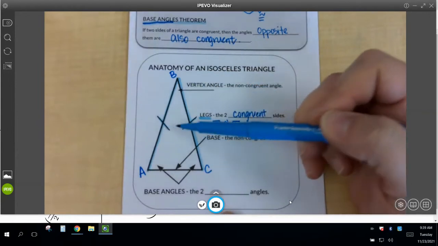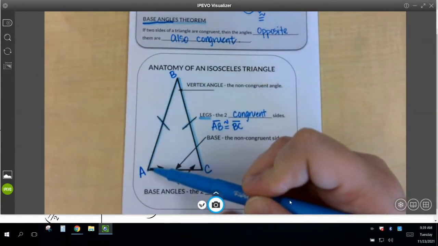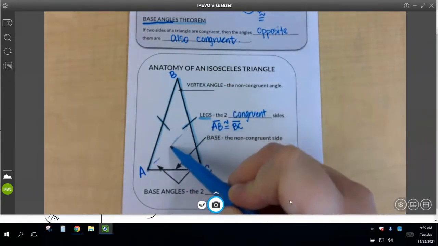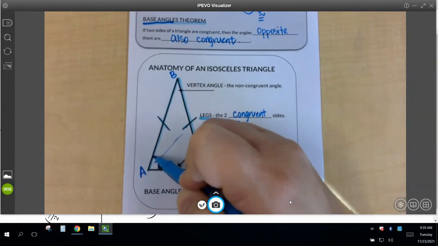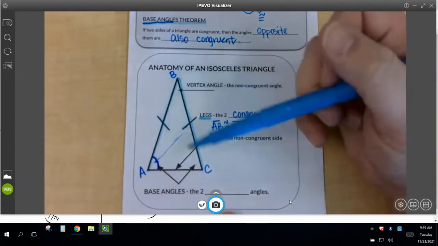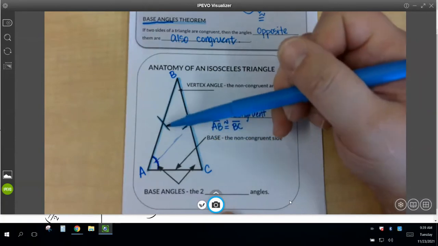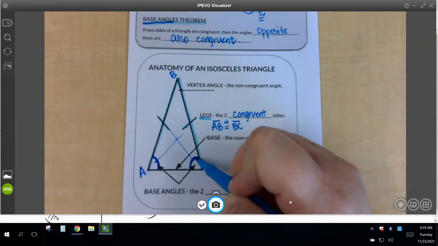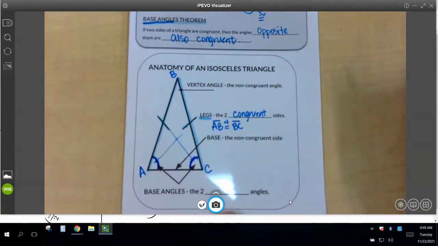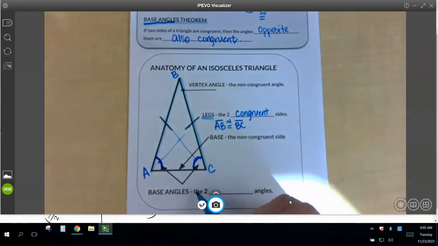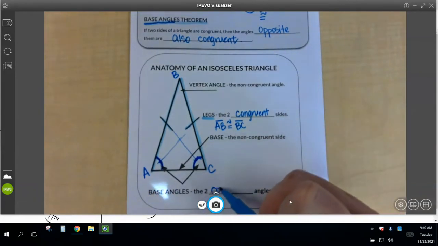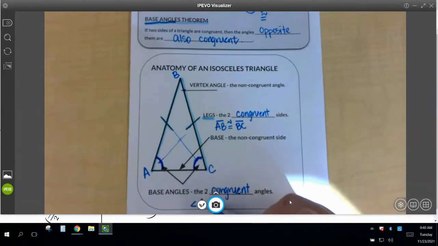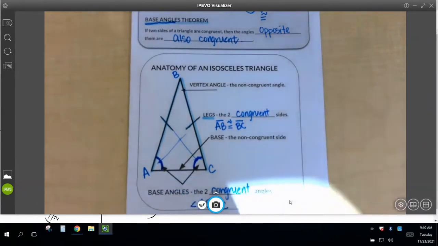So they would be the legs of this isosceles triangle. Now the angles that are opposite the legs would be angle A. Angle A is opposite side BC, and opposite means across from. So angle A would be one of the base angles, and then angle C is opposite, or across from, side AB. Angle C would be the other base angle. Remember, the base angles are the two congruent angles in an isosceles triangle. So we would say angle A is congruent to angle C.